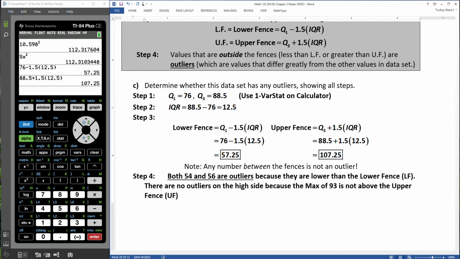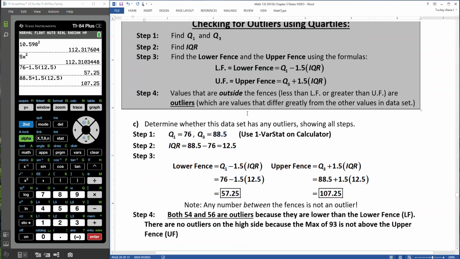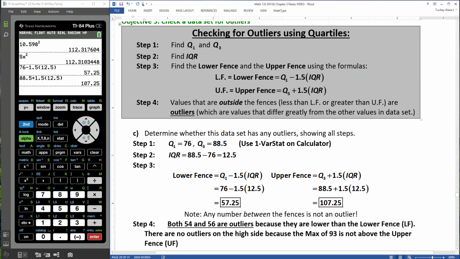So there you go. Now you know how to officially find outliers using the lower fence and the upper fence and how to create those fences. Don't forget that this whole process here could get put right on your note sheet for your exam.